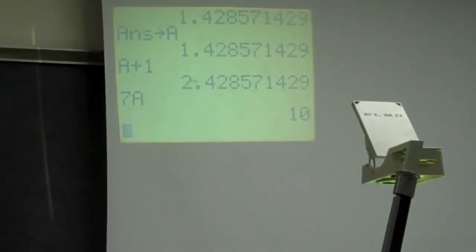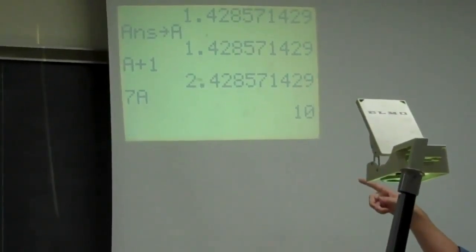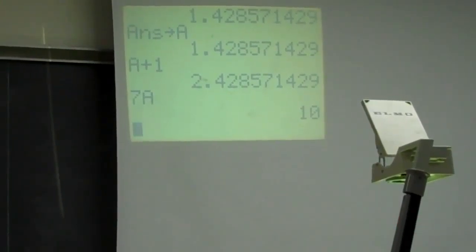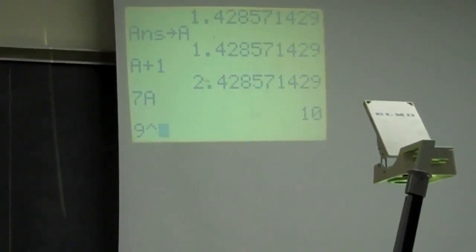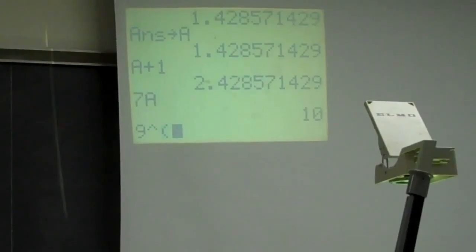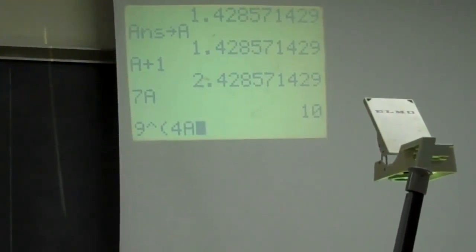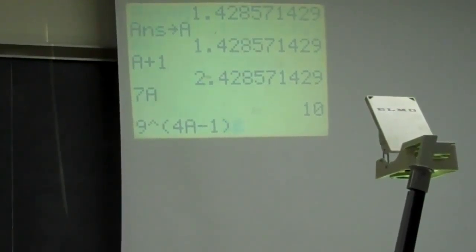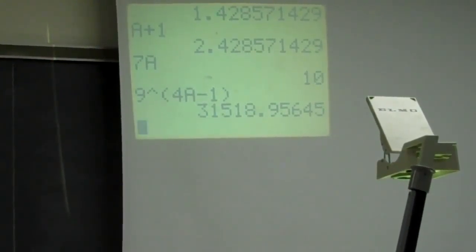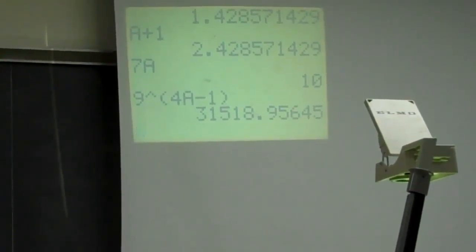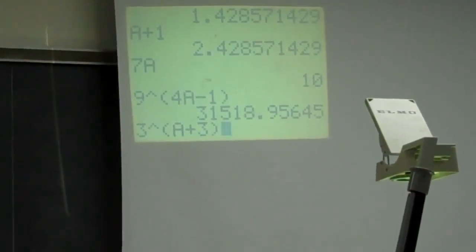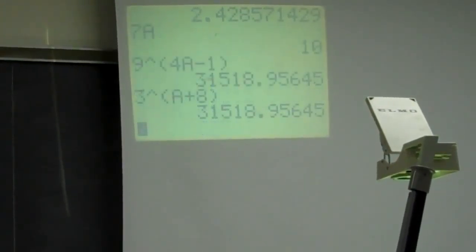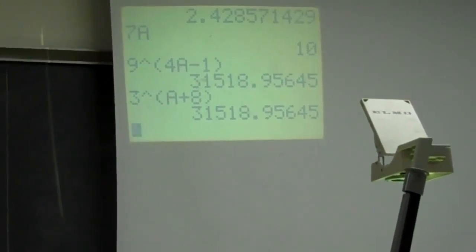So how can I check it? I'm going to plug that number in for x on one side and then the other. So I'm going to do 9 raised to the, don't forget your parentheses, 4 alpha A minus 1. I get that large number. It doesn't really matter how big or small that number is, as long as I get the same exact number when I plug it in the other side. 3 raised to the parentheses A plus 3, plus 8. Same exact number.